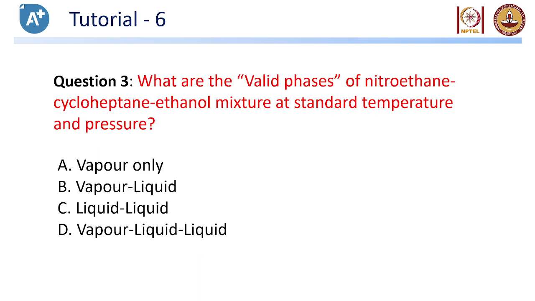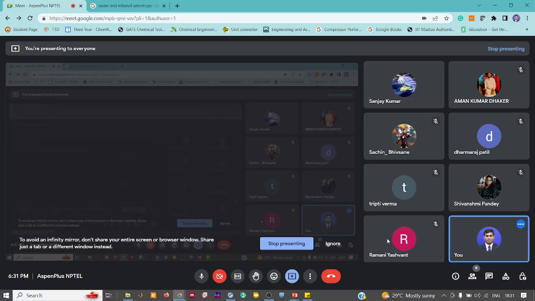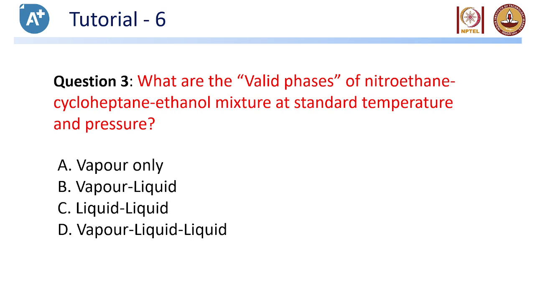Fine. So, this is an example. Okay, nitro is nitroethane, right? Nitroethane, cycloheptane, and ethanol mixture. So, what does it form at the standard temperature and pressure? How do you know this? The given components, whether they exhibit VLE or VLLE, how do we decide? So in this case, I have three components: nitroethane, cycloheptane, and ethanol.